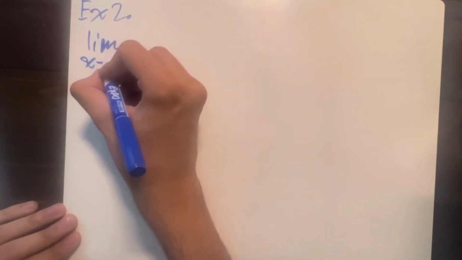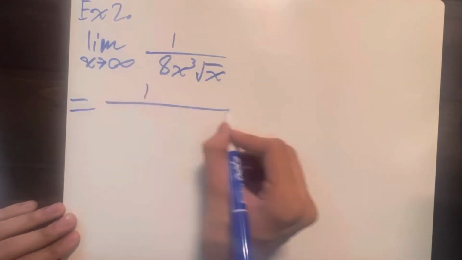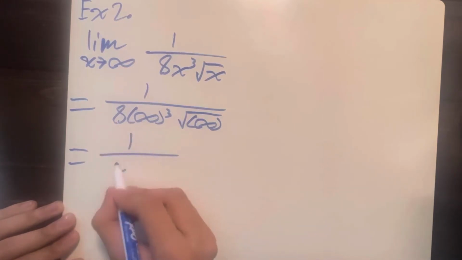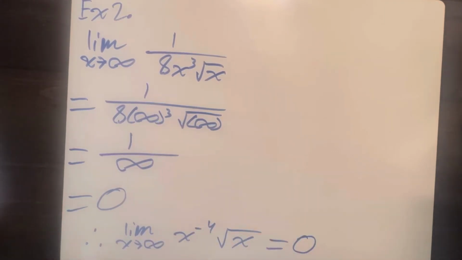Now take the limit of 1 over 8x cubed times square root of x as x approaches infinity by plugging in infinity for x. You should end up with 1 over infinity, which is 0. Make sure to include that the limit as x approaches infinity of x to the power of negative 4 times square root of x is equal to 0.